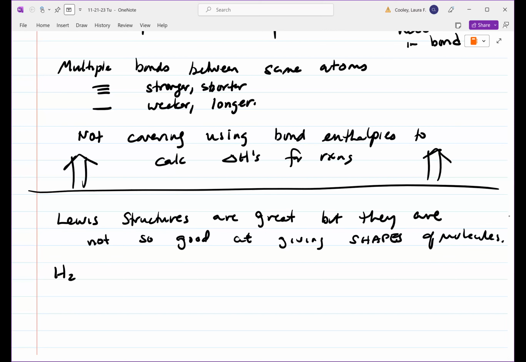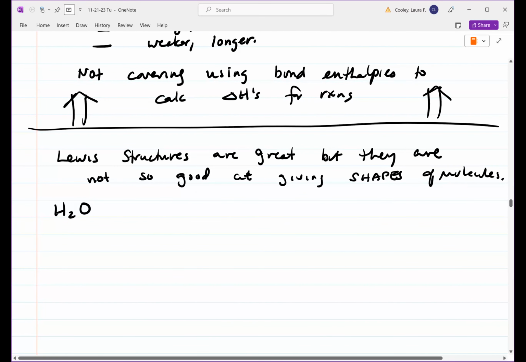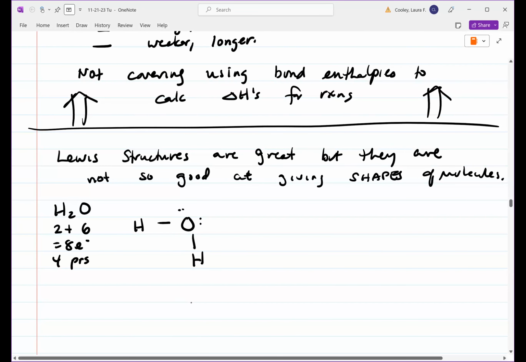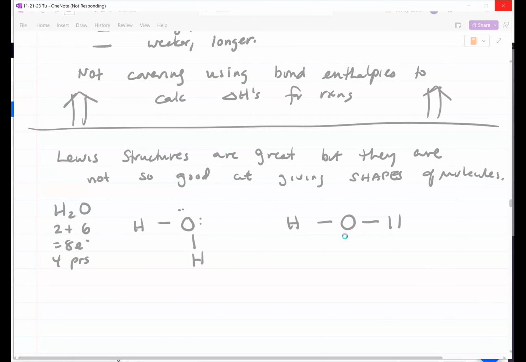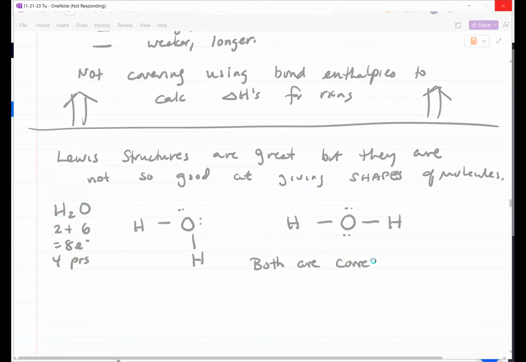If we take the molecule H2O and you draw the Lewis structure for water, you have 2 plus 6 is 8 electrons, it's 4 pairs. O, H, 1, 2, 3, 4 pairs. You could draw it like that, and that's a correct Lewis structure. It's perfectly fine. Or I could have done it this way, and this would be perfectly fine as well. So both are correct Lewis structures.